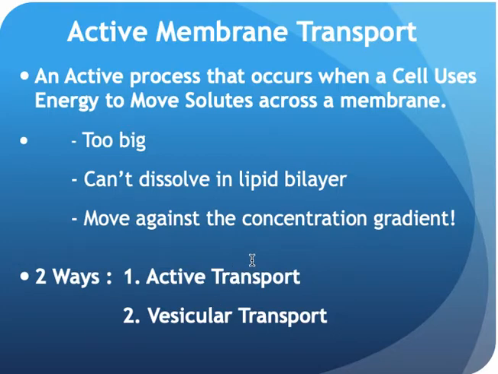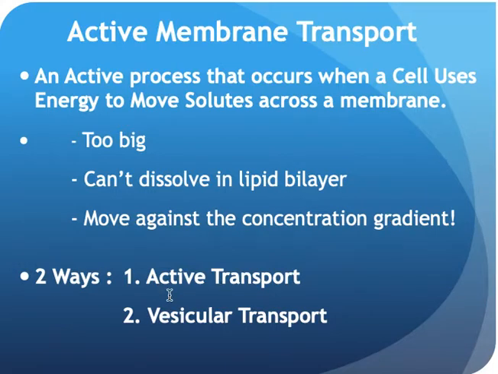So we looked at all the passive stuff. Now we just want to take a quick look at the active stuff, and then we'll come back for part two and look at what we find in the cell. So active membrane transport is an active process that occurs when a cell uses energy, that's the most important thing, to move solutes across a membrane. Again, they're either too big, or they can't be dissolved in the lipid bilayer, and the important thing to remember with active stuff is that they're going to move against the concentration gradient. Remember we said one's moving from high to low, this one's going to move to where they're more crowded.